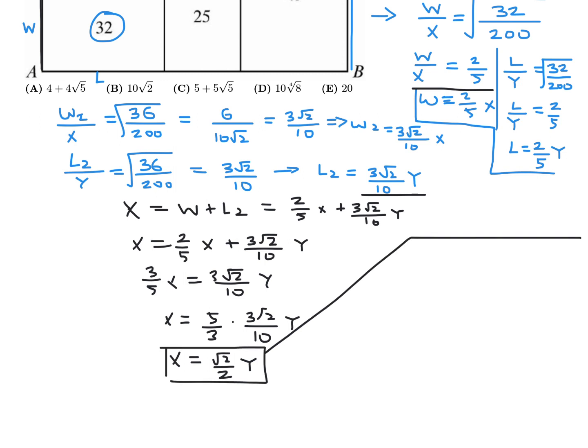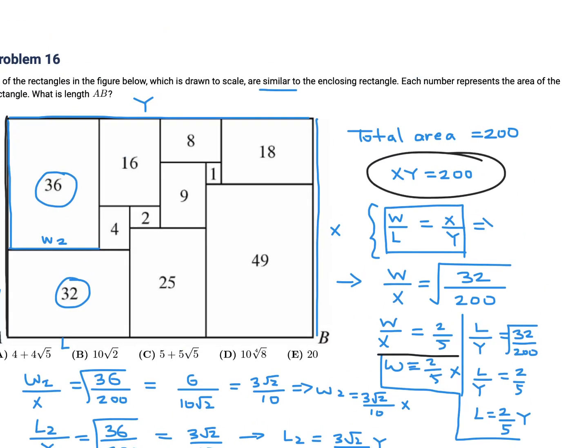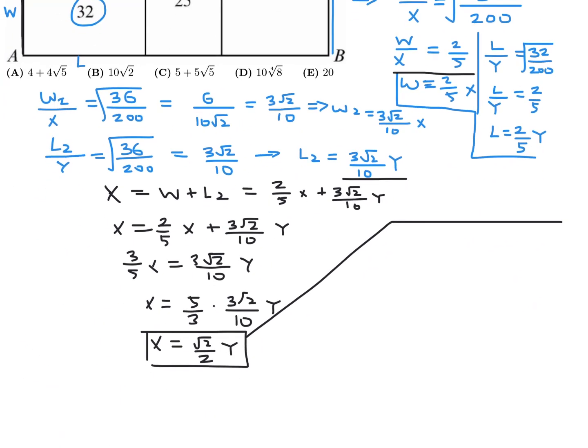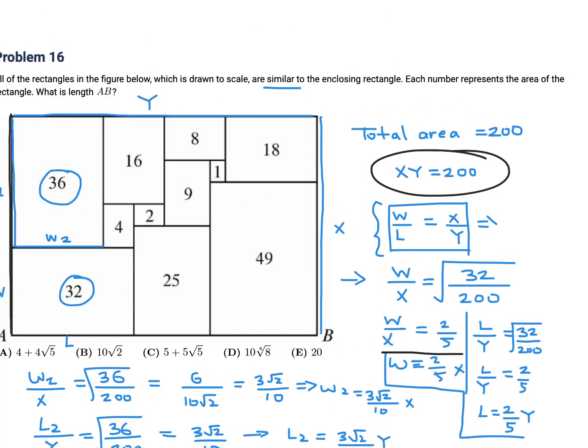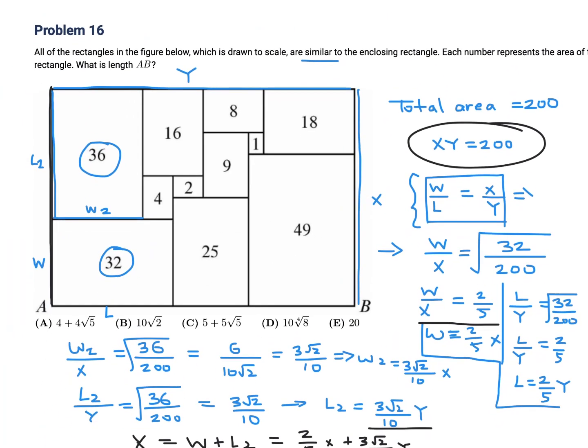And then we go back way to the beginning, right here, and utilize that fact: xy is 200. X times y is 200. And then substitute this very important finding, root 2 over 2y, and then y, and 200. Because what is our goal? It's to find the length of AB. So AB I have denoted as y. That's y.